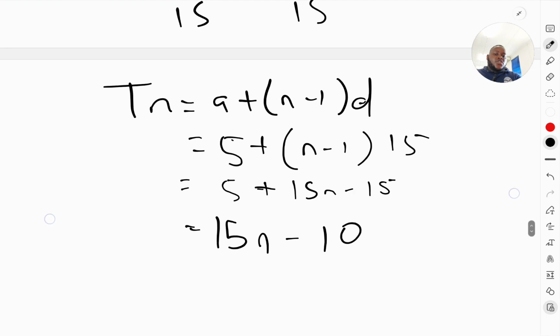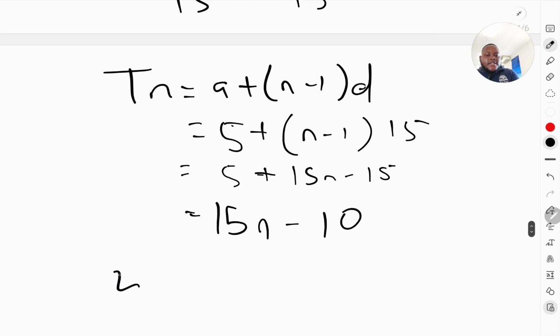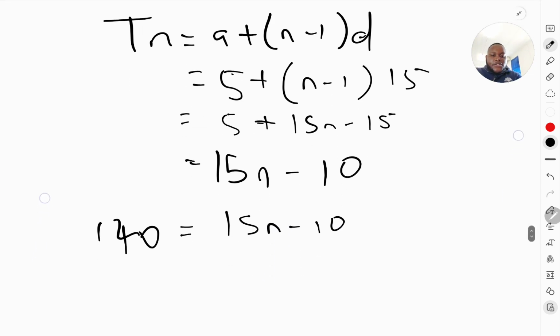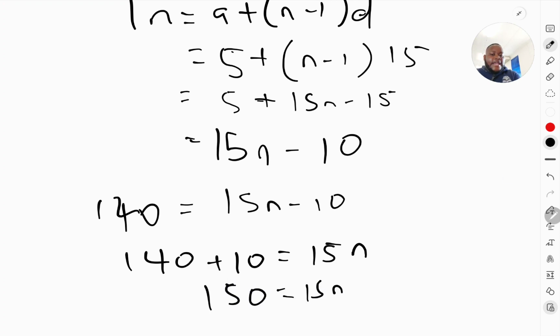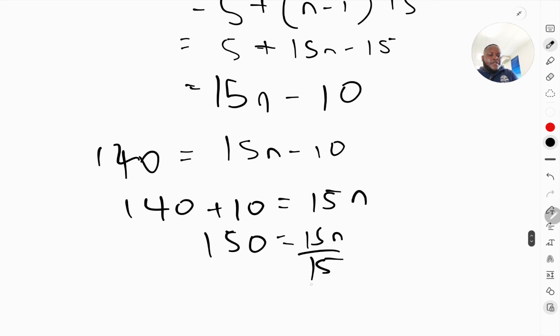So I'm going to ask myself, 140 is term number what here? Therefore, I'll say 140 is equal to 15n minus 10. So I'll have 140 plus 10 is equal to 15n. So I'll have 150 is equal to 15n, divided by 15. Therefore n is equal to 10. It means 140 is the 10th term in my numbers that are divisible by 5.